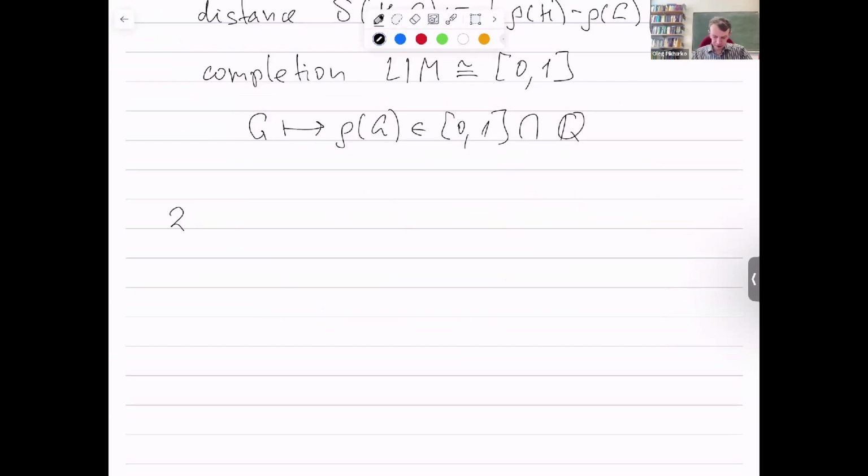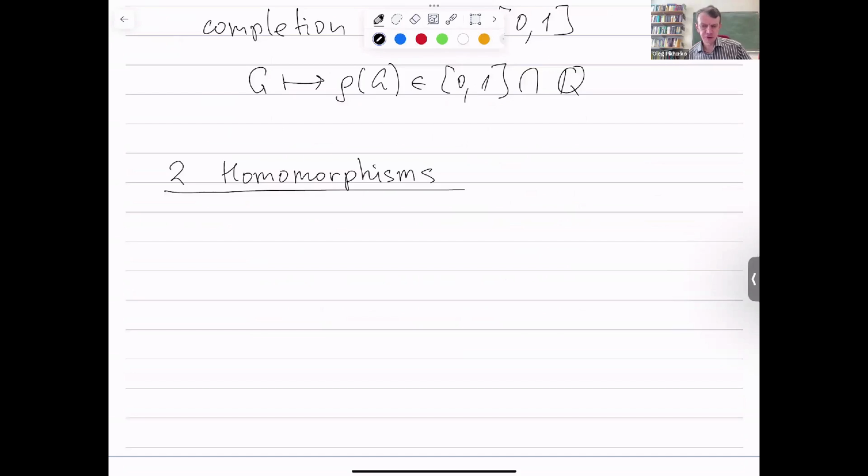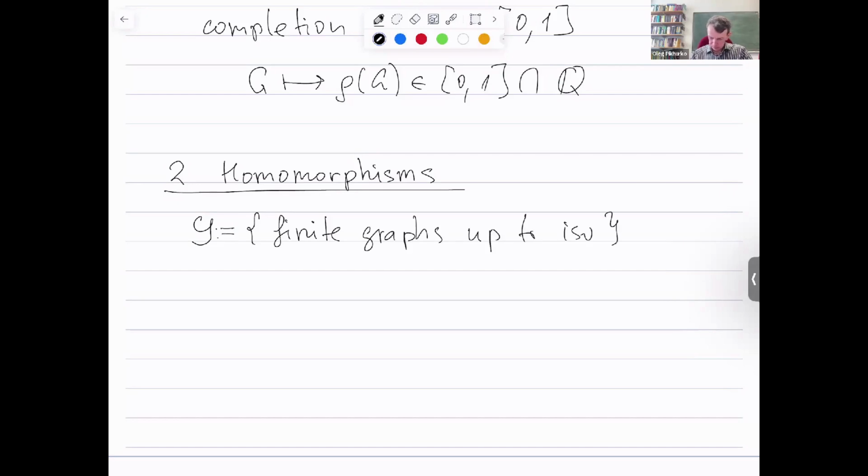So I want to move to the next topic. I want to talk briefly about densities. There are many different ways to define what the density of a graph is. I'll use the so-called homomorphism density, because this will be the one most convenient in this setting. So what is the space in which we work? We look at all finite graphs up to isomorphism. This is my 𝒢. You can enumerate them in some order: the single vertex graph, the empty graph on two vertices, the graph on two vertices with one edge, then the three vertex graph with no edges, with one edge, and so on. So you have this countable set.